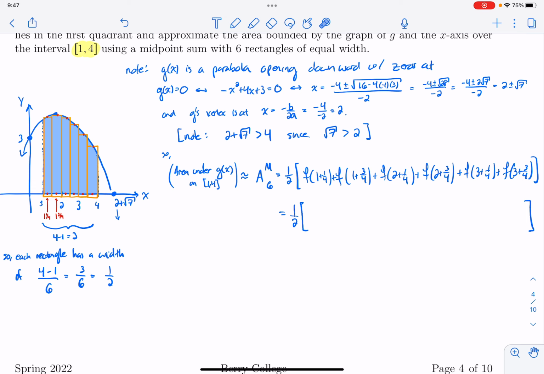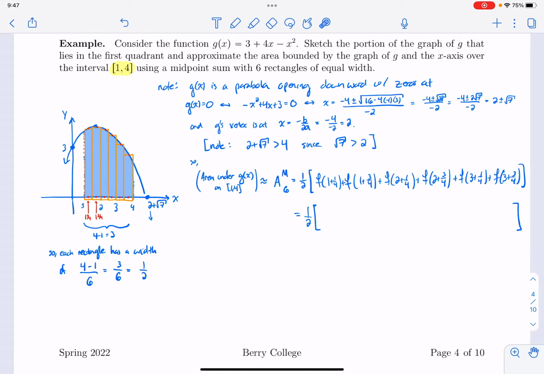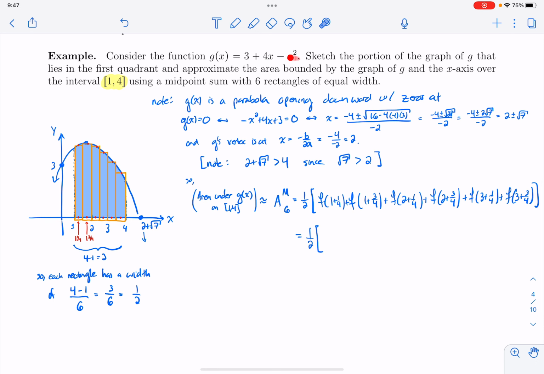But the whole point here is to reiterate how we might start with an arbitrary function, like here this quadratic, and then turn around and approximate the area under its curve using a midpoint sum with, in this case, 6 rectangles. So we had to do a little bit of pre-calc first to figure out how to graph our function so that we could then do the calculus on it. That's kind of the point of this example.